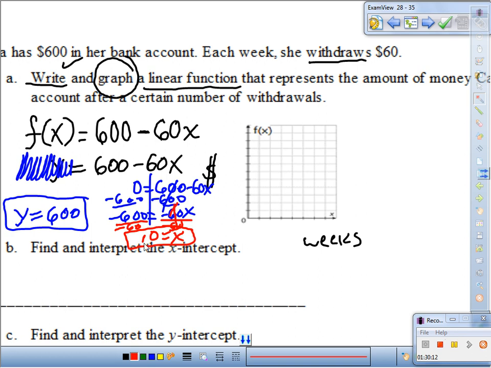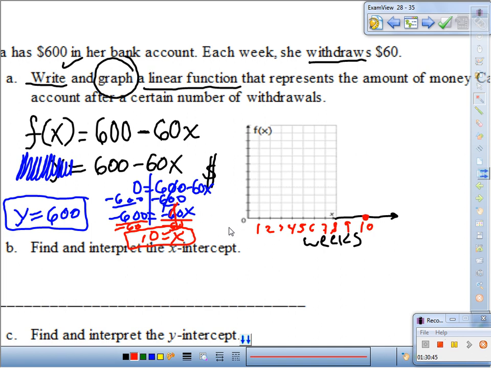All right. So look at this. X represents what? Weeks. And this one is 10. By what, how many do you want to go on each of these? By 1? This is 1, 2, 3, 4, 5, 6, 7, 8, 9, 10. So 10, let's extend this way. And then plot your point. There it is.